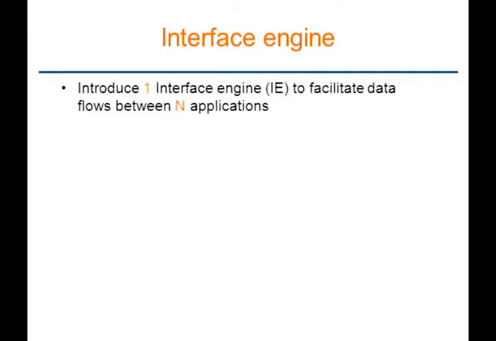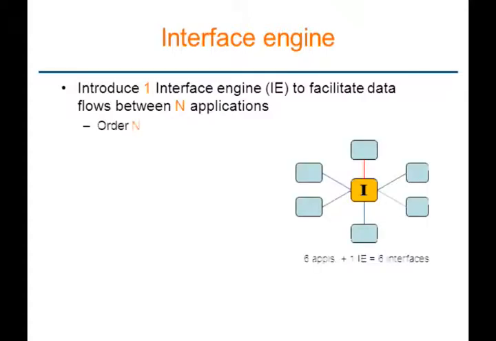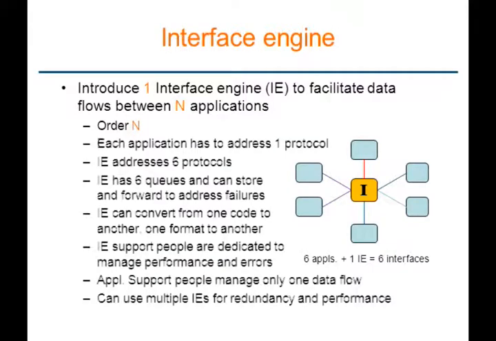So the idea here is we introduce one interface engine, which we call IE, to facilitate data flows between n applications. So we are adding one new application in the middle, but the number of data flows has now reduced down to, as you can see, 6. Because everybody talks to one central party, and the central party's job is to take care of all those problems that we talked about, which previously each of the applications had to take care of. So we did add one application, but we reduced the number of data flows and interfaces.